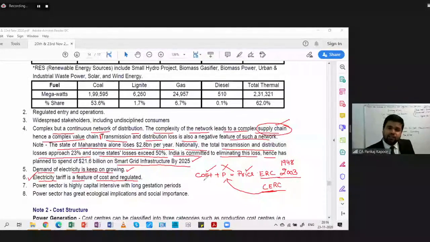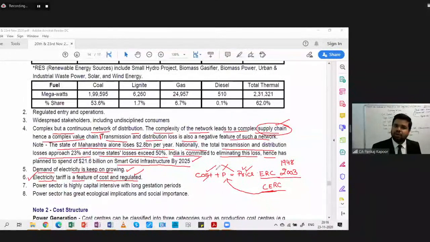So price here is a feature of cost. Here the cost is not a feature of price. It means the traditional costing is still in use in the power sector, especially when the power is generated through thermal and hydro. And it's a regulated price because the regulator decides what price should be charged, because electricity is a social function, not entirely, but to a larger scale.